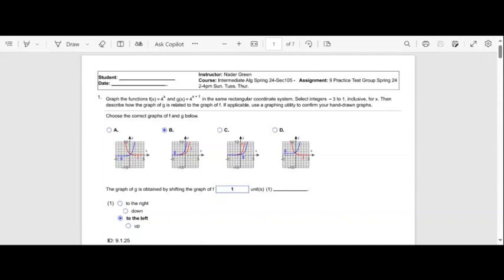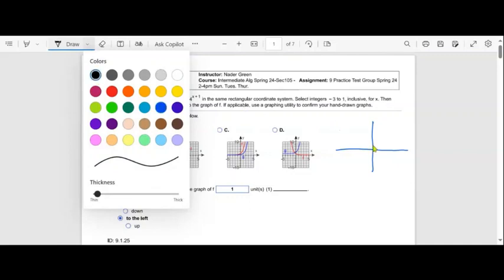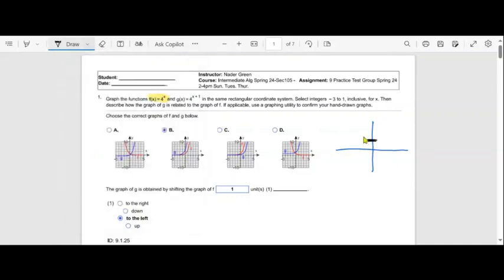It says graph the function f of x equals 4 to the power of x. And you know how to graph this, right? 4 to the power of x. Usually it's like this, right? This is the line, and usually it intersects here at 1. So this point is what? It's 0 and 1. And it goes like this. This is how it looks like. It never touches the x axis.